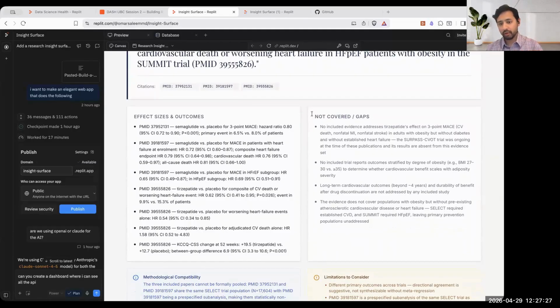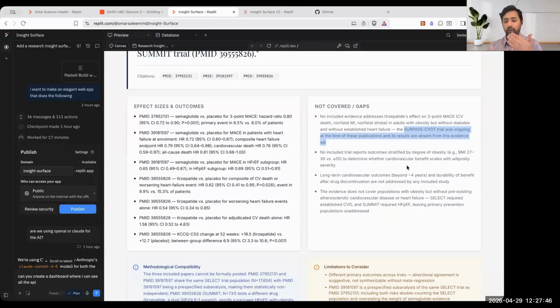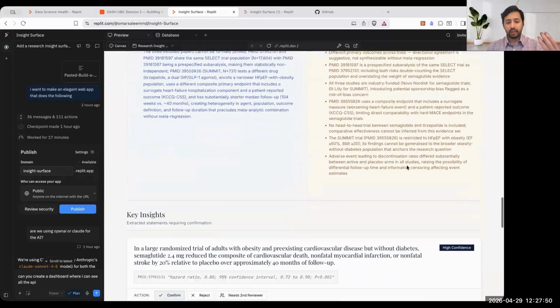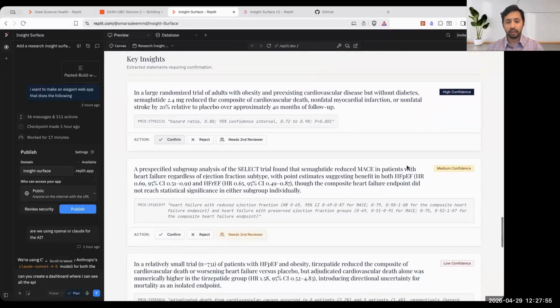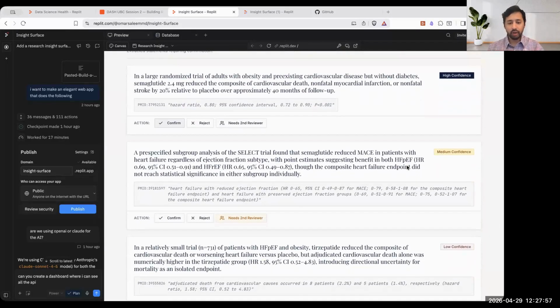These were some of the gaps. So this is the evidence that it did not include. Like the Surpass trial was ongoing at the time of the publication, so its results are not there. So there's something to keep an eye on. And what it can do is, if the results from the Surpass trial come in, it will actually, and we're going to set up the automation right now, but every night when you run that agent, that will be taken care of. So that's our kind of synthesis. These are all the insights that came in from the results that we got.